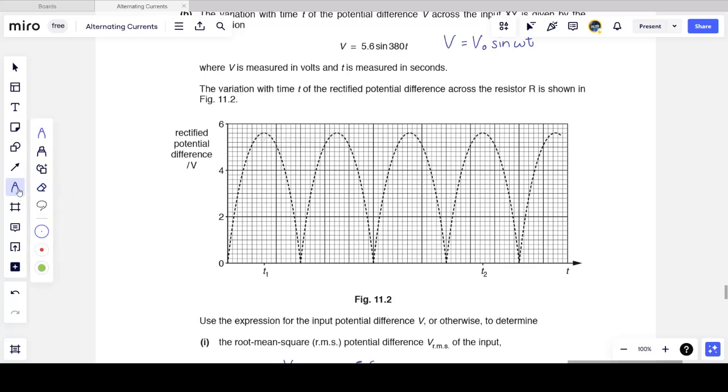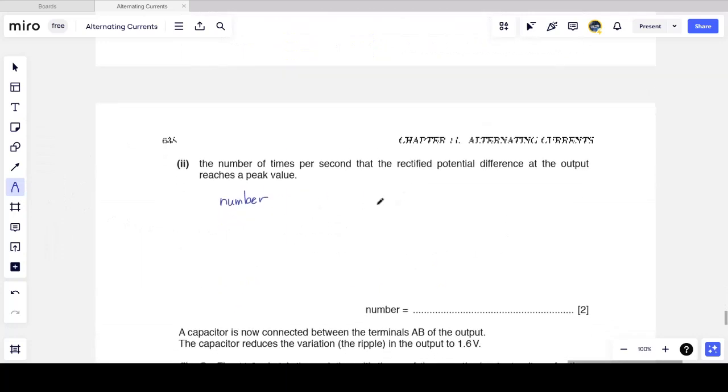And so what this means is the number of times that the potential difference reaches its peak value every second is equal to twice the frequency. Frequency is number of times per second. It's 2 times f, which is 2 times omega over 2 pi, since frequency f is omega over 2 pi. So this is simply the angular frequency omega divided by pi, which is 380 radians per second, which we got from our expression above, divided by pi. And so this is 121 times every second that the potential difference will reach a peak value.